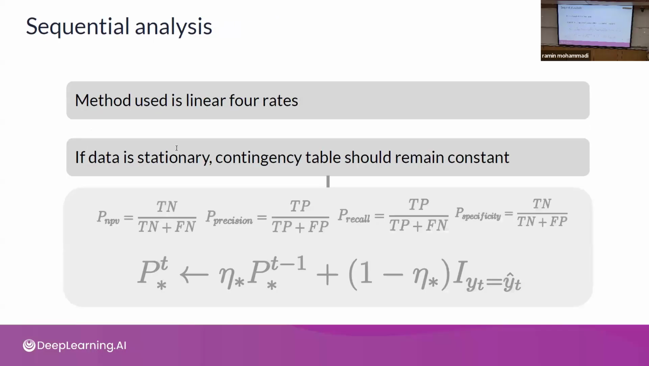The other one is called sequential analysis. This method uses the linear forward rates, and linear forward rates are the same thing that you see here: precision, recall, negative positive rate or positive value, negative probability value, and specificity. So here also, for each one of these 4, you can use this definition. Here the asterisk stands for whichever you are using. So PT NPV could be here, or P precision could be here.